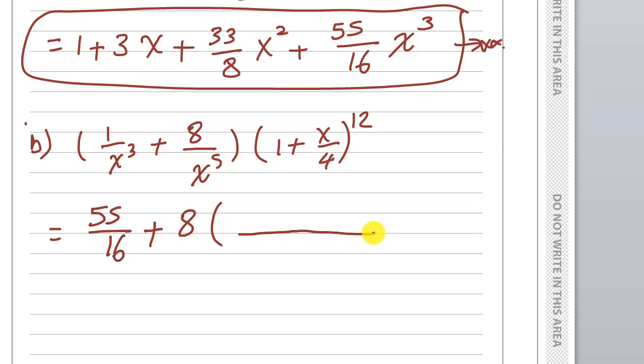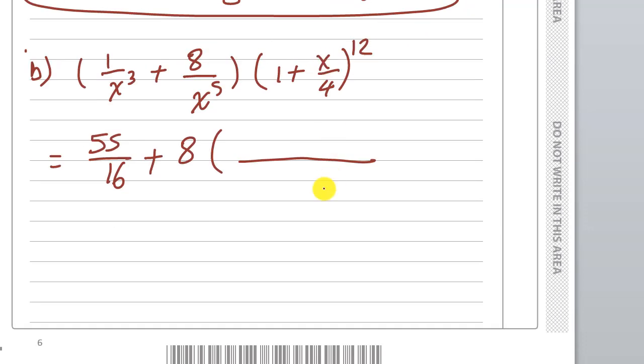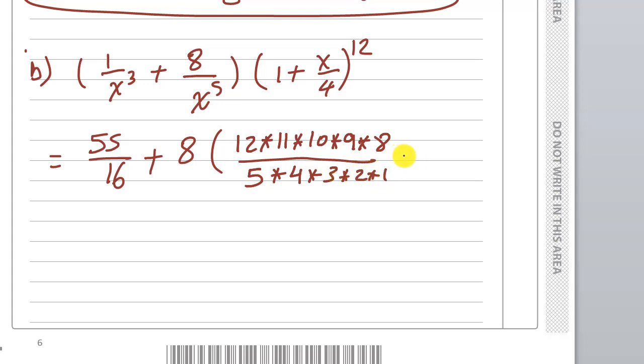Now remember, here we have 3, here we have 1, 2, 3 terms. So let us now start: 12 multiplied by 11 multiplied by 10 multiplied by 9 multiplied by 8. This is 5 terms. Now start here from 5: 5, 4, 3, 2, 1. This part multiplied by (1/4)^5.